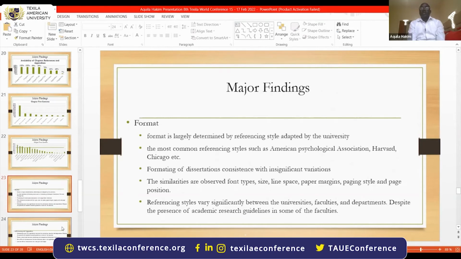Formatting of the dissertation is consistent, with insignificant variation; some of the formats that were used were not really very significant. The similarities are observed in font types, size, line space, paper margins, page style, and page position. Reference style varies significantly between the universities, faculties, departments, despite the presence of the academic research guideline in some of the faculties.